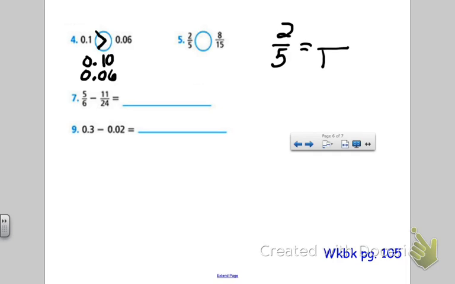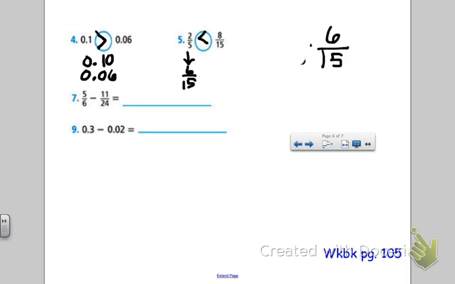2/5, if I were to turn that into 15ths, 5 times 3 is what gives me 15. I'm going to do the same thing to the numerator, and now I end up with 6/15. So 2/5 is the same as 6/15. And now, because I have the same denominator, it'll be a whole lot easier to compare these. 6/15 is less than 8/15.